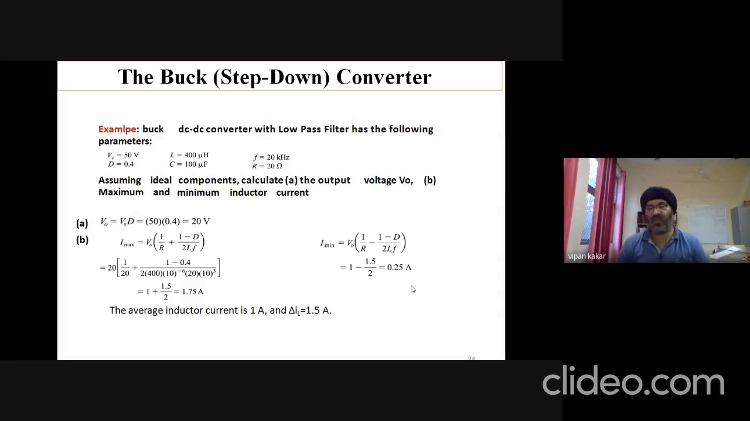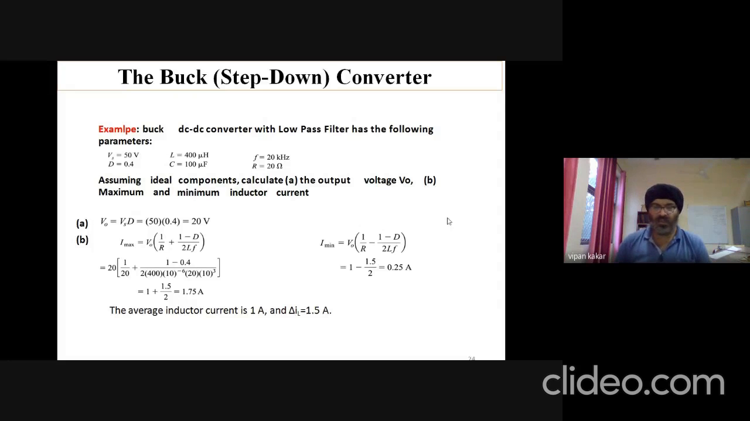So that is, you can say, a change in current every cycle. Because it is continuous current, every cycle this change in inductor current will happen, 1.5 amperes.